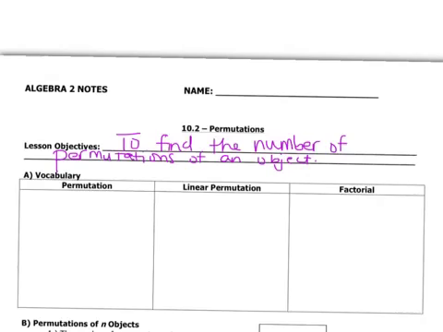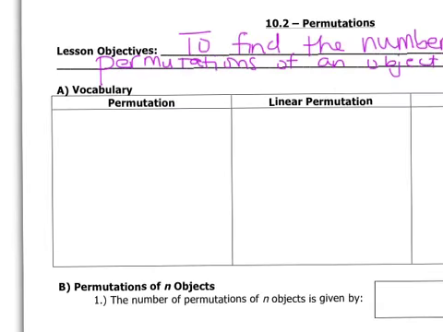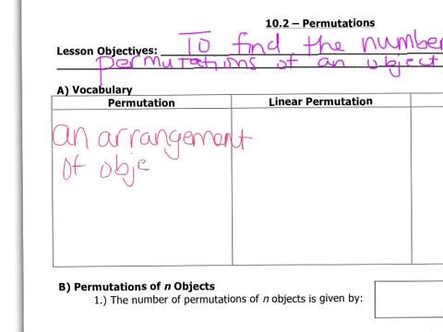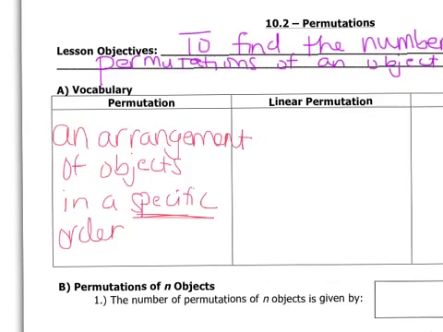What is a permutation? A permutation is an arrangement of objects in a specific order. Keyword: specific. You'll hear me say that a permutation is when the order matters. When the order matters.